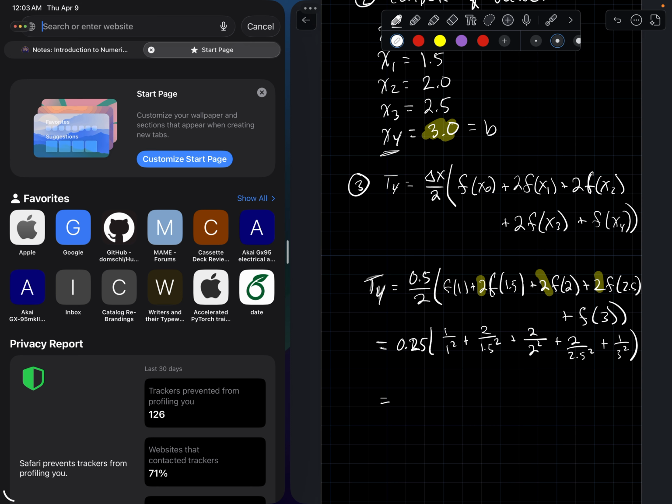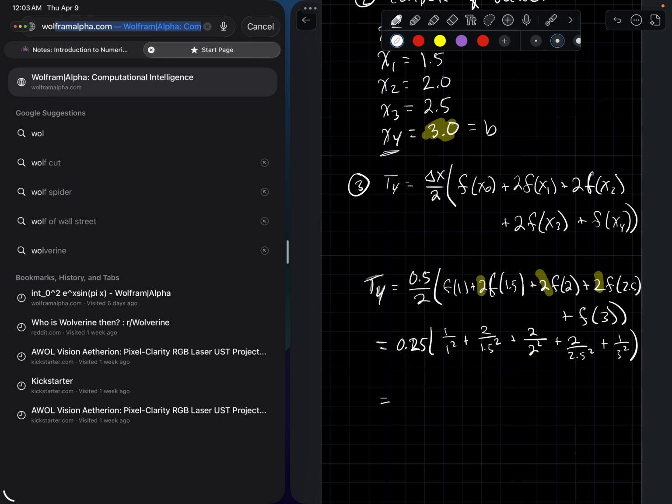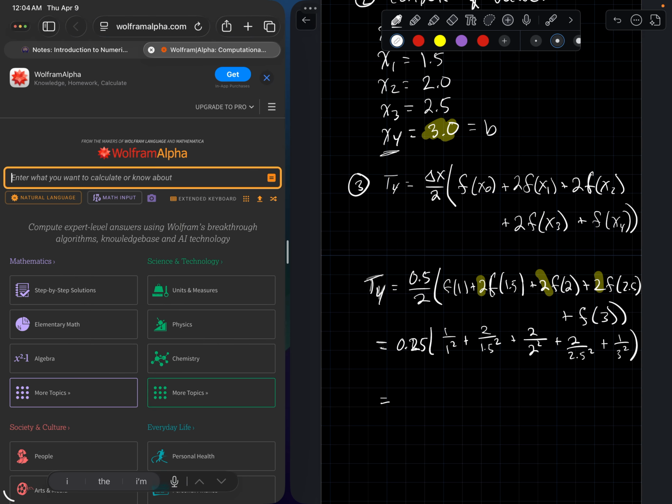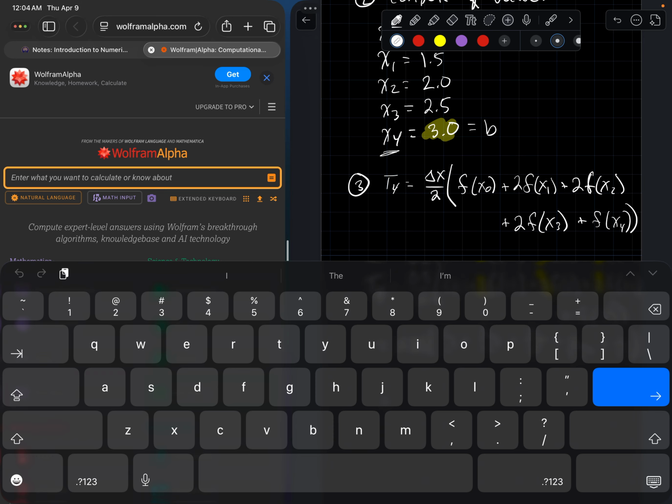Actually having trouble doing this on an iPad. Let me see. Wolfram Alpha. All right. Oh, now the keyboard pops up.